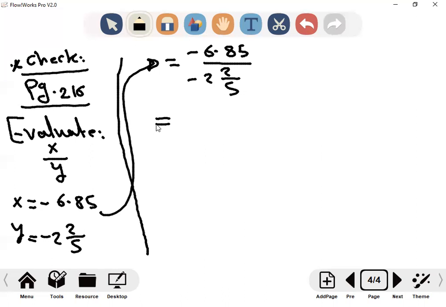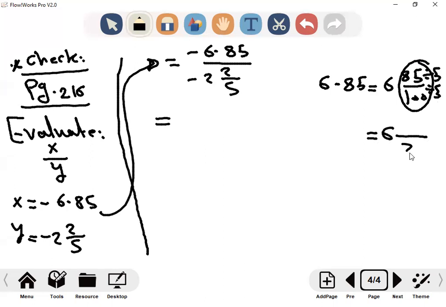Now 6.85, turn it to what? Turn it to a fraction. Look at the board, so you don't end up with big numbers. 6 and 85 over 100. Now you can multiply 100 by 6, 600 plus 85, 685, right? But here you can simplify this. Divide by 5, up and down. Down will be 20, up will be 137. Right? Is that correct?